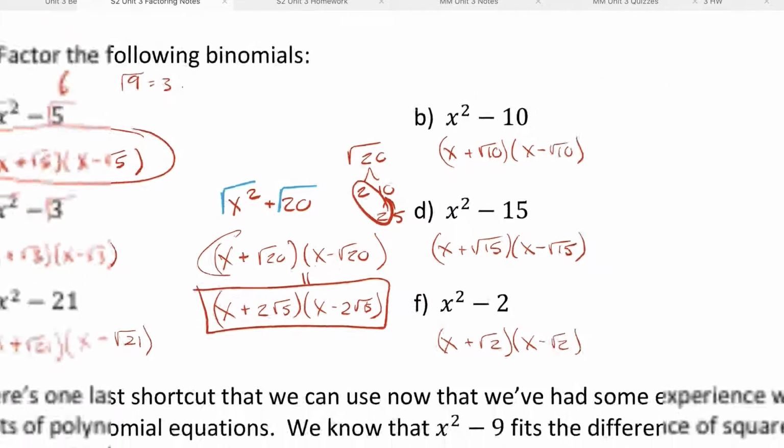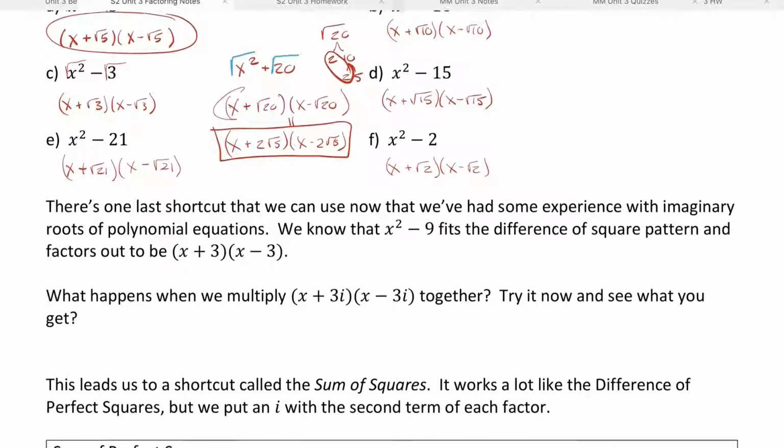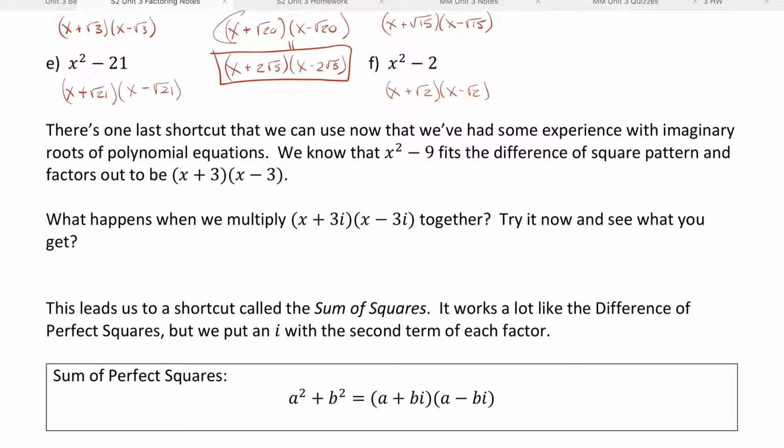Okay? All right, and then there's one more. There's one more last shortcut that we can use now that we've had some experience with imaginary roots and polynomial equations. So we know about imaginaries, what happens when we multiply two imaginaries. That's kind of the hint here, is that whenever we have an i squared, that ends up giving us a -1.